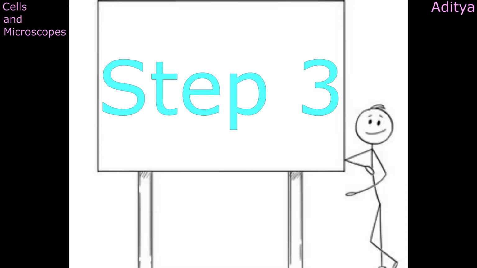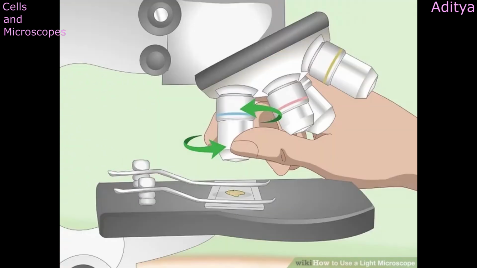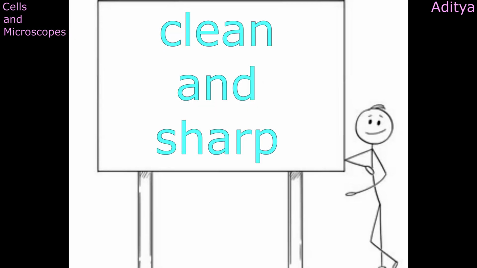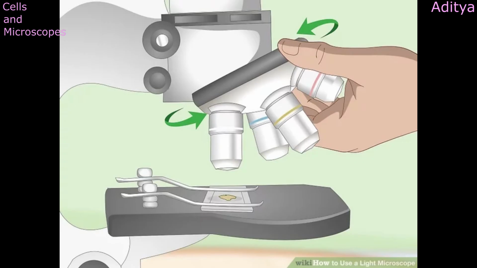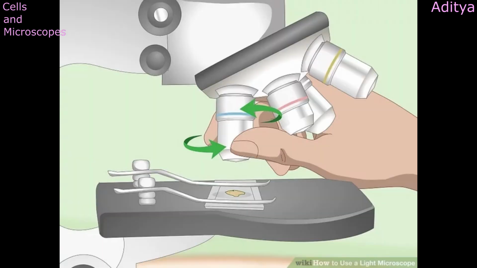Part 3. Look through the eyepiece lens. Turn the coarse focusing wheel slowly until you see it is in focus, which basically means that it is clean and sharp. Part 4. To see the image bigger, place a larger objective lens over your specimen. And finally, which is part 5, use the fine focusing wheel to get your image in focus again.